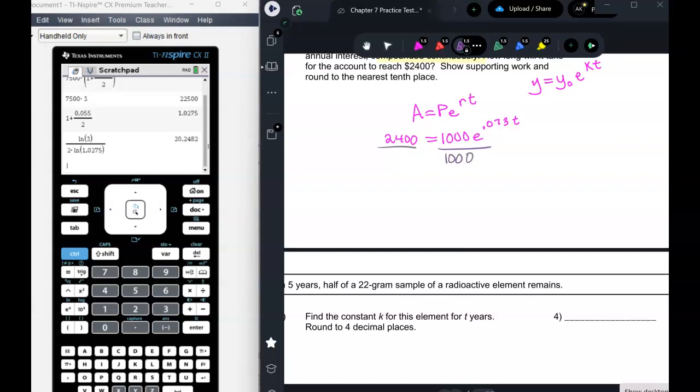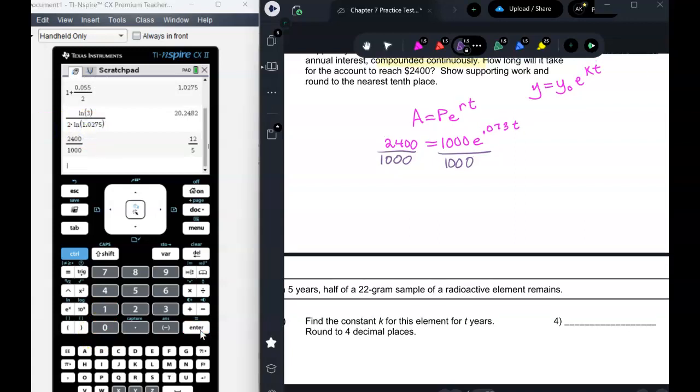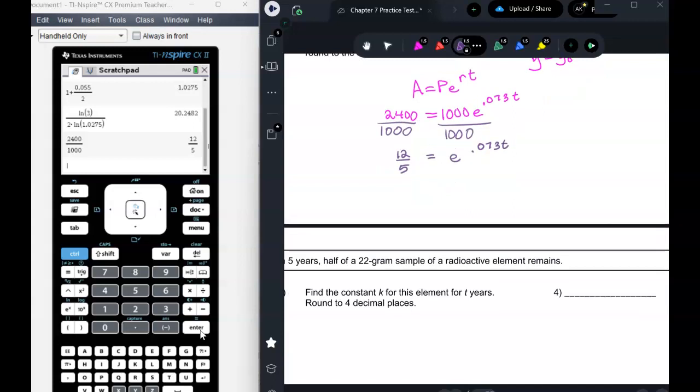Okay, I just said they're the exact same formula. It's just one is for money, the other one is for population. Okay, so I divide, I get 12/5 equals e to the 0.073t. Okay. What are we going to do to get the variable out of the exponent? Natural log. Okay, I'm going to take the natural log.